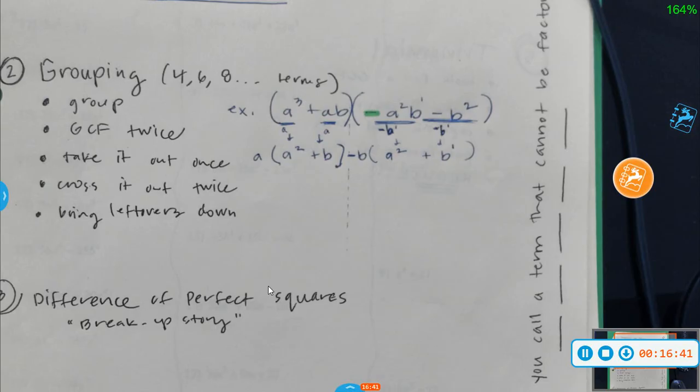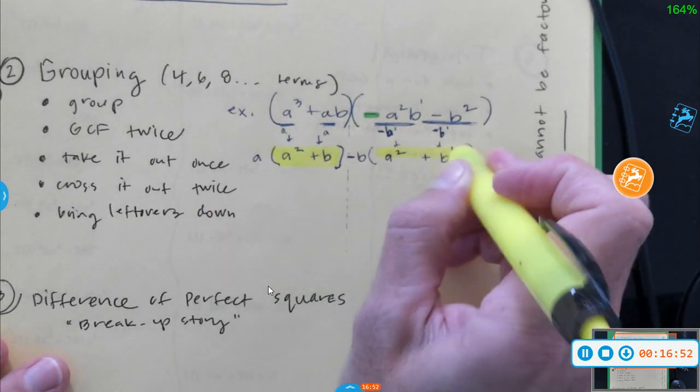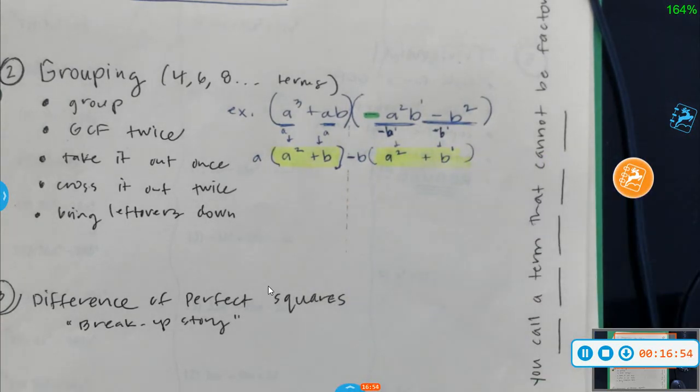Now, this is how you know that you're right. We're not finished yet, but I know that I'm right here because if you look at these parentheses, they are exactly the same. This one says a squared plus b, and this one says a squared plus b. If you do factor by grouping and your parentheses are not identical, same order, same sign, same powers, then something's not right. But if you do this and the parentheses match, you're not finished, but you're going to be correct.